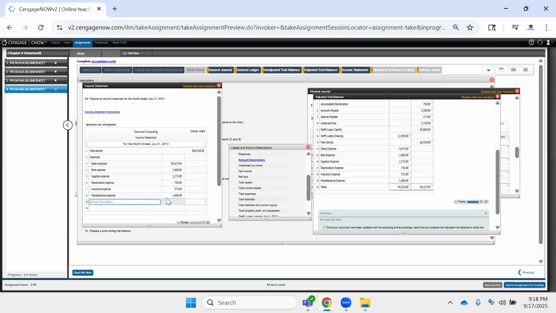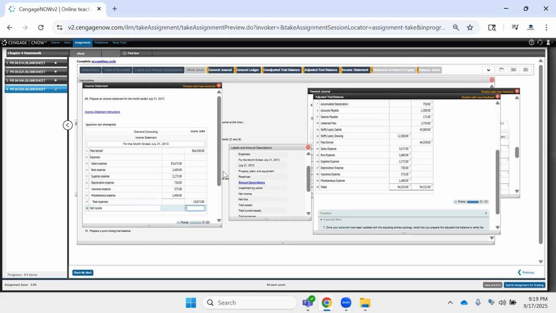And then amount description. So our amount description is, I believe, total expenses. We're going to subtotal all of our expenses. And so our total expenses, if you add all these up, it's $10,875. And then amount description, what's the bottom line of the income statement? That's our net income. It's all about that bottom line.